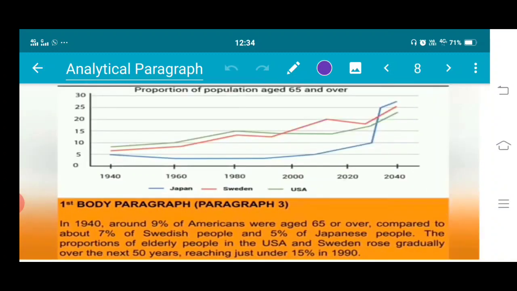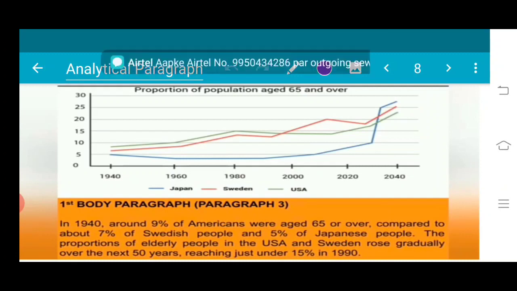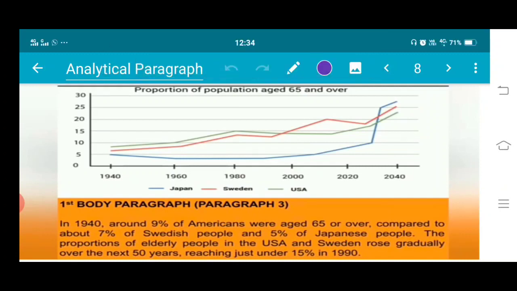Next we have to see, in 1940 around 9% of Americans. That's the same thing I am doing, this is the first body paragraph, but I am reading this for you once again. So what we have to write down: in 1940 around 9% of Americans were aged 65 or over, compared to about 7% of Swedish people and 5% of Japanese people, right? The proportions of elderly people in the USA and Sweden rose gradually over the next 50 years, reaching just under 15% in 1990. Okay, next.